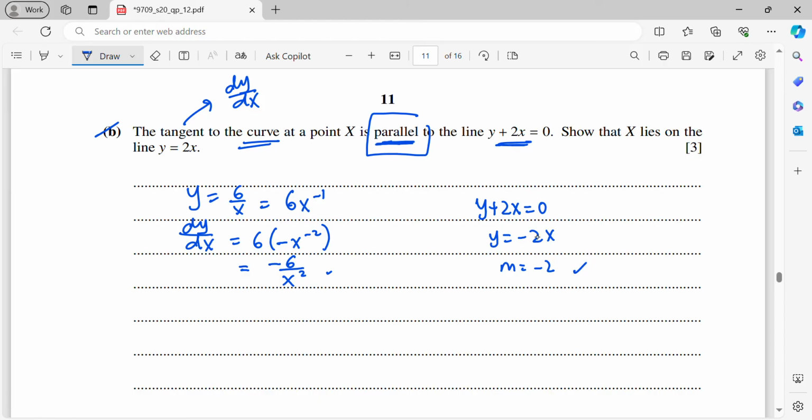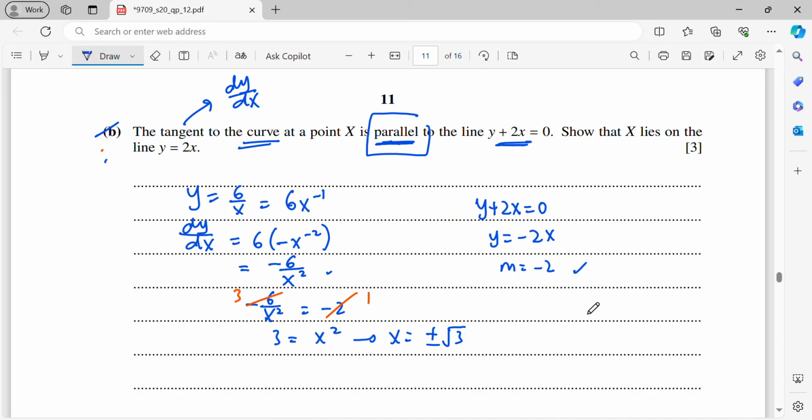So now I will write negative 6 over x squared equals negative 2. I'm expected to get the x from here. So what to do is the 2 and minus 6 cancel off, becomes 3. Here is 1. You divide the whole equation by minus 2. So here I'll get 3 equals x squared. Therefore, my x will be plus minus square root 3.